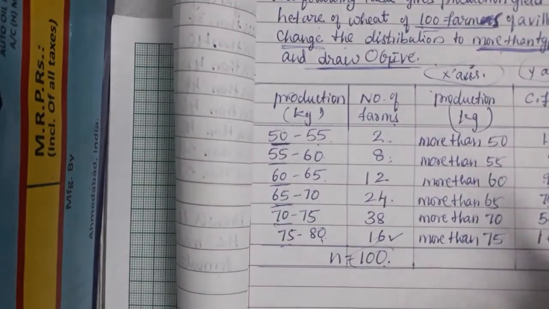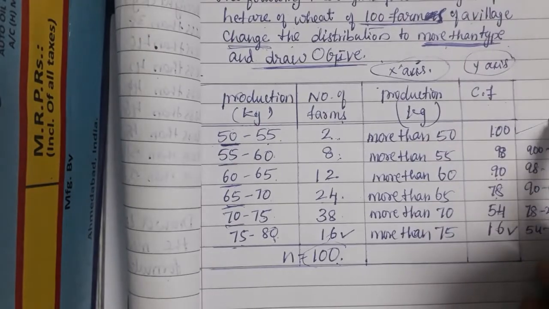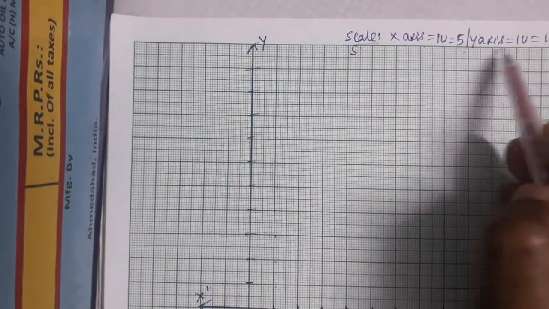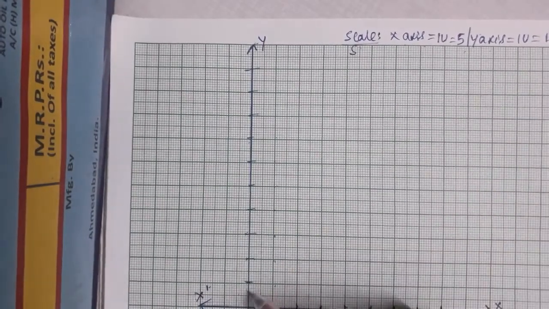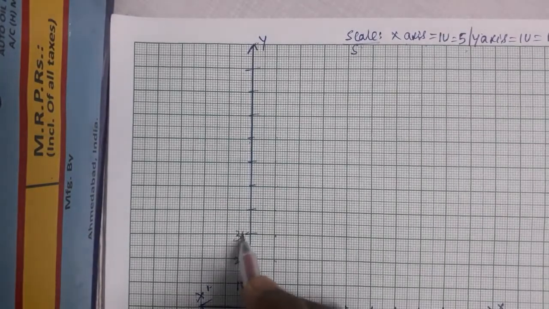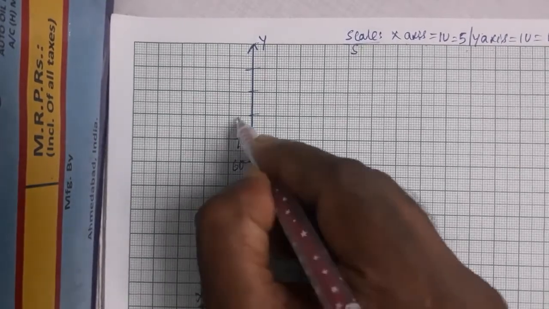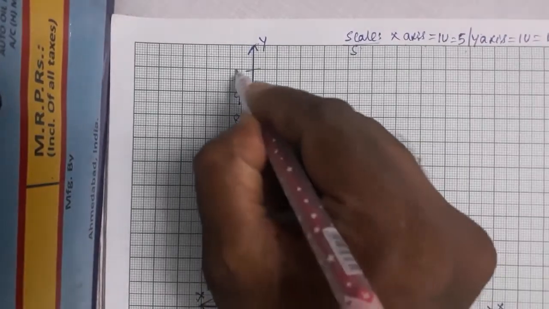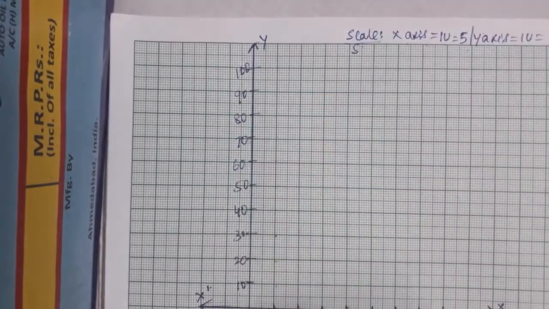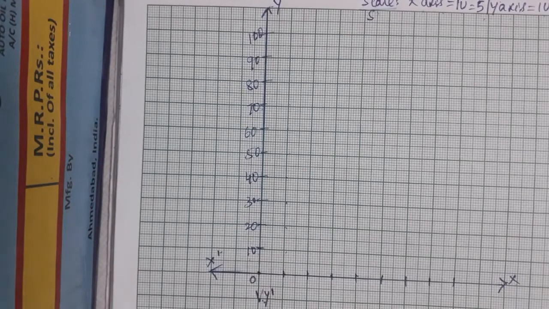And you can notice the maximum cumulative frequency you have is 100. So therefore, I will take 1 unit as 10 on the y-axis. According to this, on the y-axis you require 10 boxes: 10, 20, 30, 40, 50, 60, 70, 80, 90, 100. So according to the cumulative frequency, you have to take the size of the y-axis, and the point of intersection of x and y is 0.